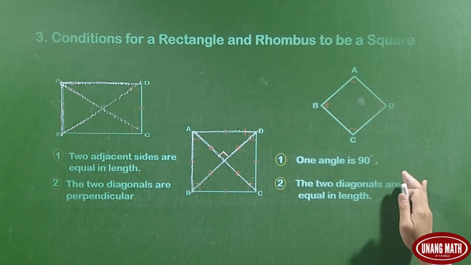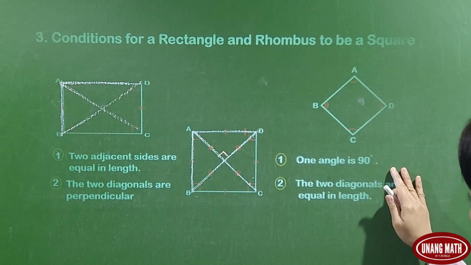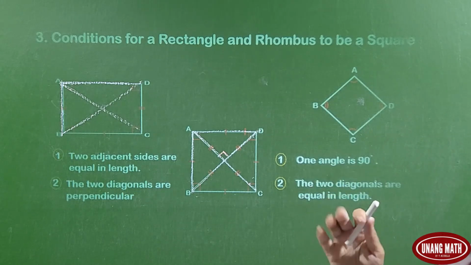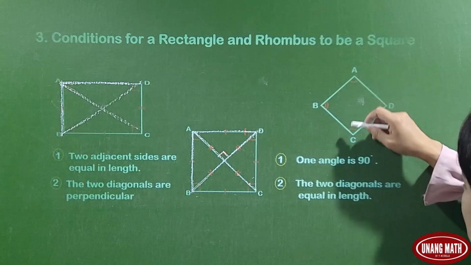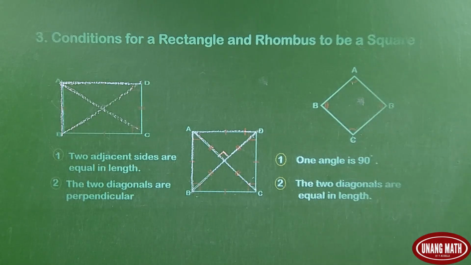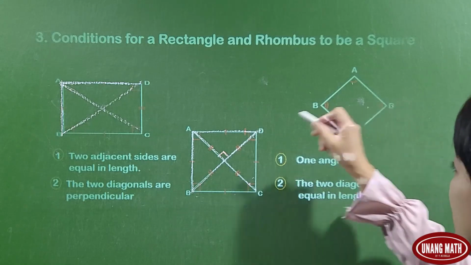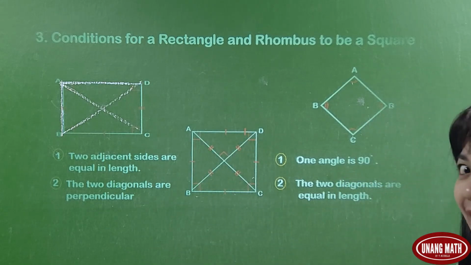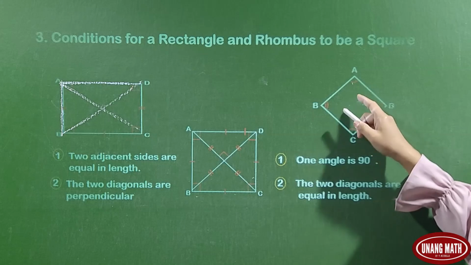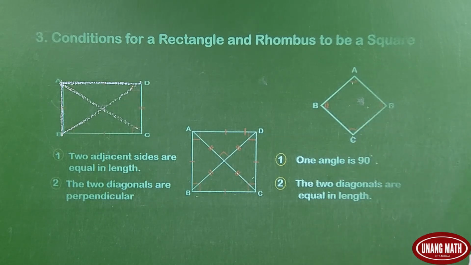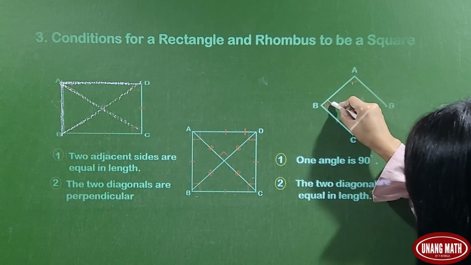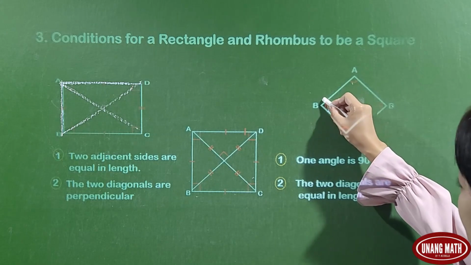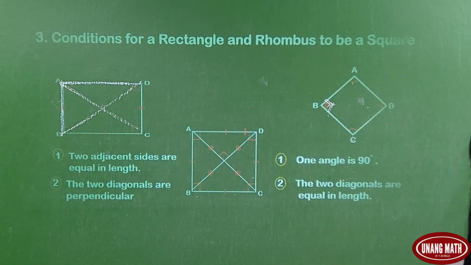What about for a rhombus? What are the conditions for a rhombus to be a square? First, one angle is 90 degrees. If it's a rhombus, then opposite angles are equal in measure. But take note, a square's angles are 90 degrees each. So to make a rhombus a square, one angle must be 90 degrees, because if one angle is 90 degrees, then the rest of the angles are also 90 degrees.